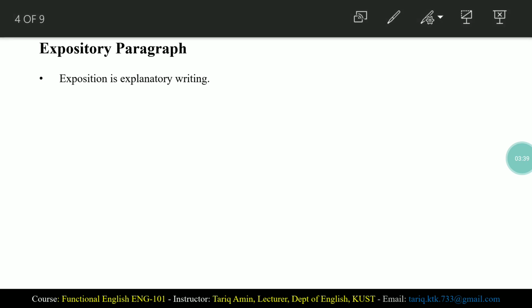The second one is expository paragraph. The word expository has been taken from exposition. Exposition is explanatory writing. In expository paragraph, you explain different things. You explain a particular object, you explain an idea, or you explain a particular concept. So exposition is explanatory writing. You explain different things in your paragraph.